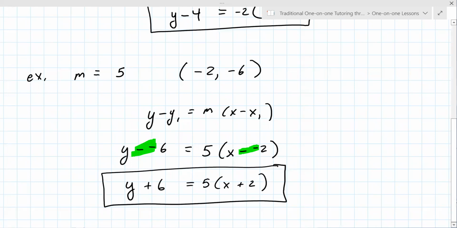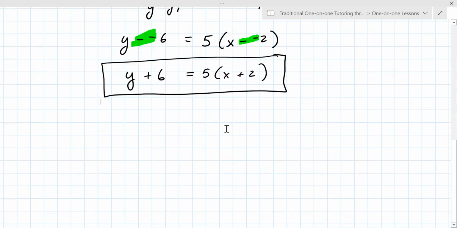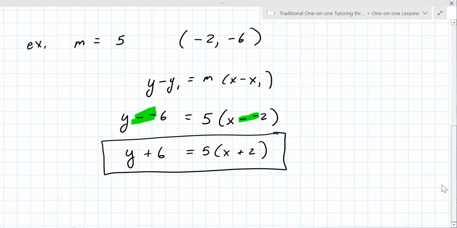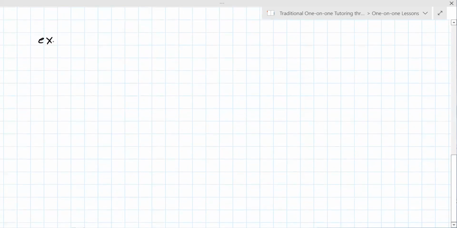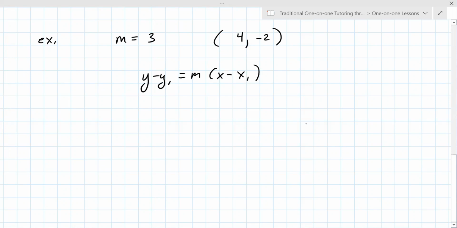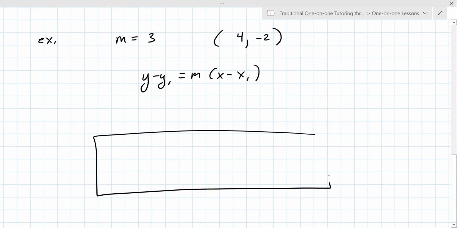All right, so let's try another one here. Did you get this down? Sorry, if I go too fast, just tell me to scroll up. All right, we're good. So I'll have you try one here on your own. Let's say the slope is 3 and the point is 4 comma -2. So what I'm looking for from you is the final answer that goes in the box here.